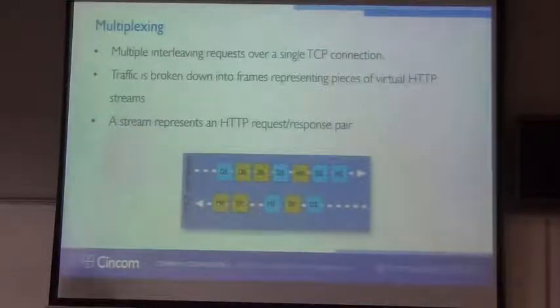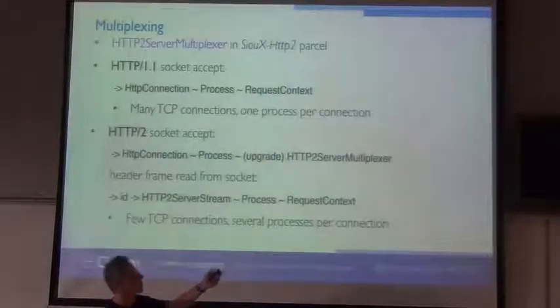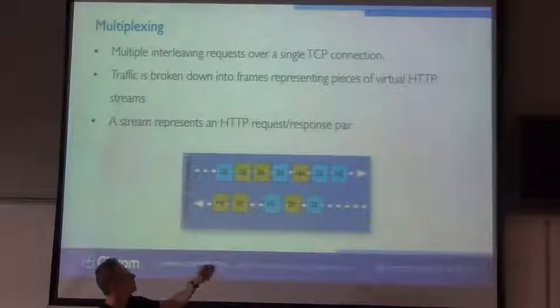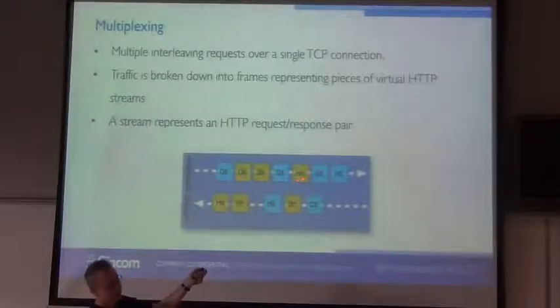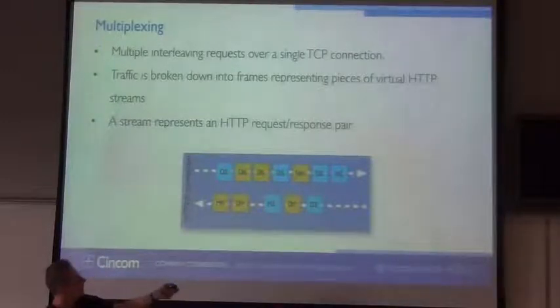So the traffic, as I mentioned before, is broken down into frames, and those frames represent pieces of the virtual HTTP streams. And each stream represents a request-response pair. So in this graphic here, you see the header for stream 1 followed by request data for stream 1, and then, let's say, the header for stream 2 or n. And then you can have data for stream 1 again, and then data for stream n, and so on. And as I mentioned, on the way back, the headers for stream n, which came after header 1, can be coming before header 1.